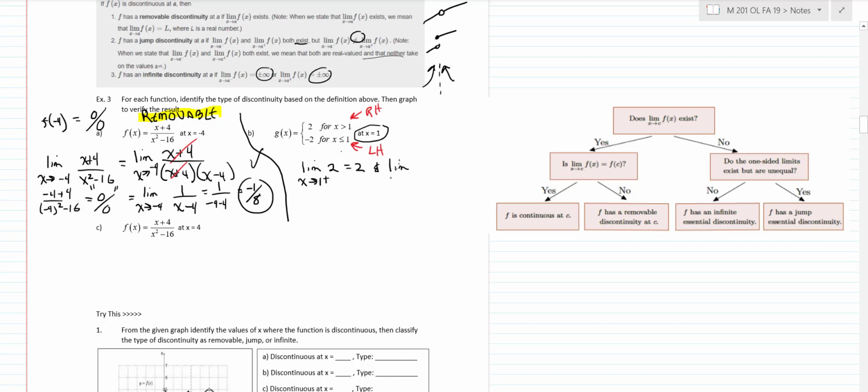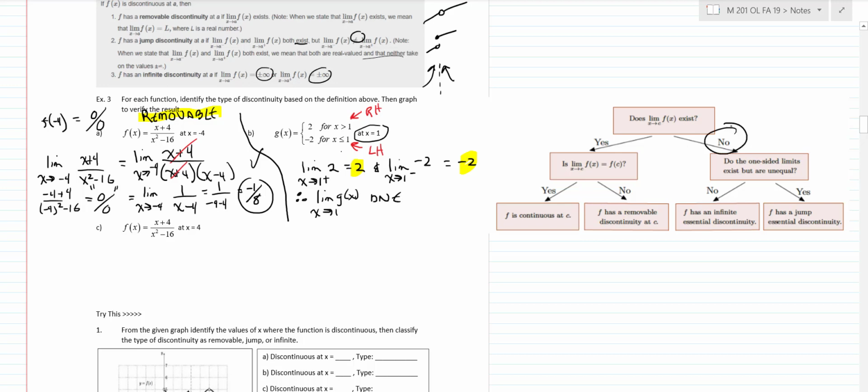We have to do the limit as x approaches 1 from the left-hand side, since that's less than or equal to 1 of -2, that's -2. Okay, so you tell me, what happens to the limit? Is the two-sided limit going to exist? No. Therefore, those little three dots are my therefore. So we'd say, therefore, the limit of g of x as x approaches 1, the two-sided limit does not exist.